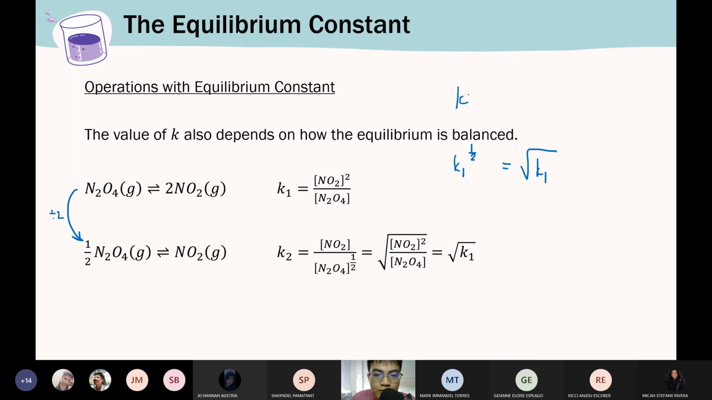So, kung kanina, pag times 2, edi whole number yung exponent. Pero kapag dinivide mo by 2, it becomes fraction. Okay? Nagiging fraction yung exponent. Or it becomes the root. Okay? The square root.